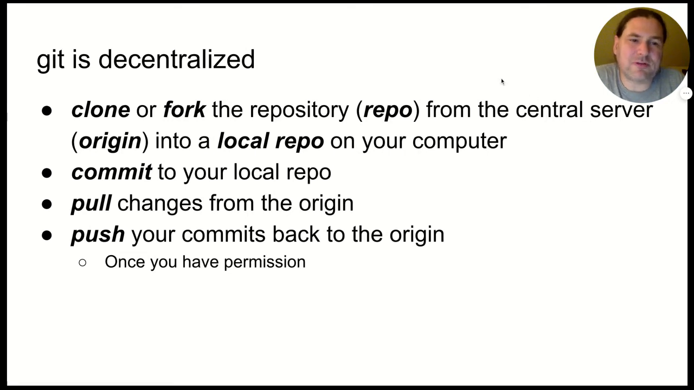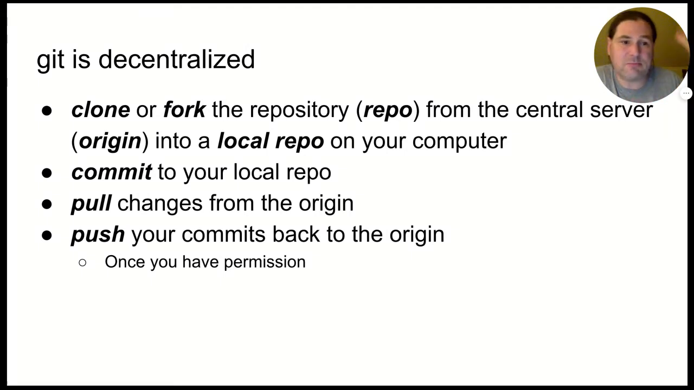And I say central server, we can clone anyone's repo, but in our case, we're going to go to GitHub. Like that's the main thing. We're going to clone that. And that'll be called the origin. And we put that in a local repo on my computer. So now I have a repo right on my laptop, and I can commit to my local repo right away, right? I don't need to do any other configuration.